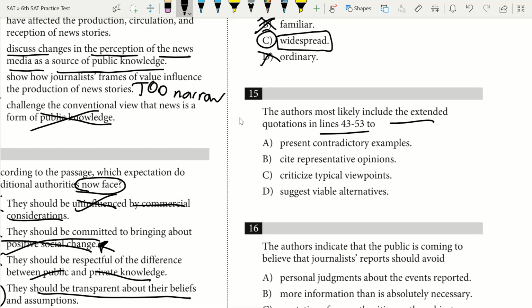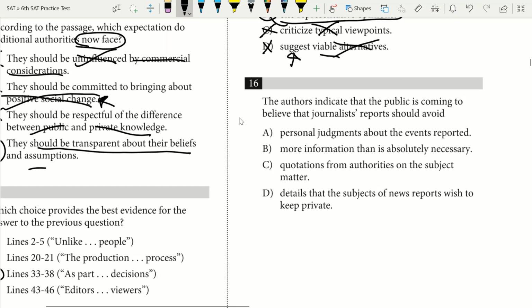We have A, present contradictory examples. We're not presenting any contradictory examples, so A is wrong. B, citing representative opinions. Yes, we are citing representative opinions, right? We're talking about the opinions that we have from those publishers and from those editors. As far as criticizing typical viewpoints, we don't make any critique of any typical viewpoints there. As far as D, suggesting viable alternatives, we don't actually come up with any alternatives. We just say we want to maintain that status quo, which is what those editors are doing. But the real point of including this is to cite representative opinions from those in the publishing industry. 16, the authors indicate that the public is coming to believe journalists' reports should avoid what?